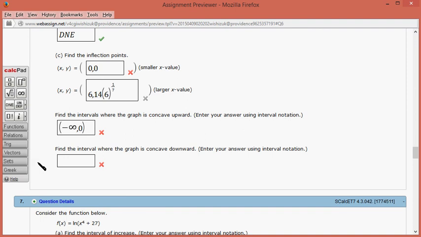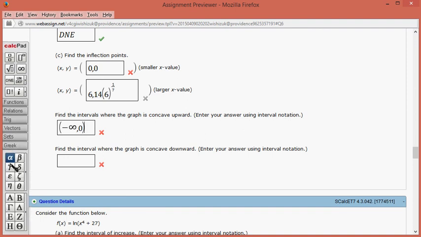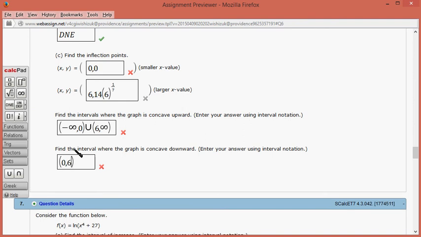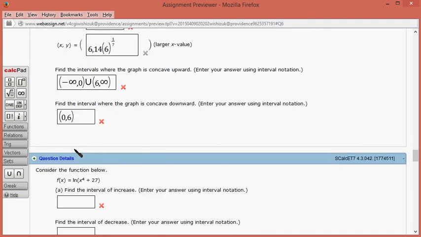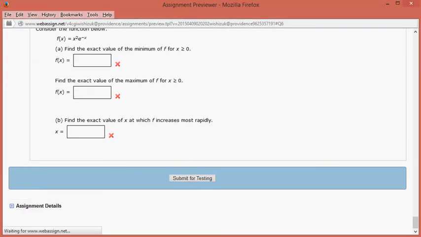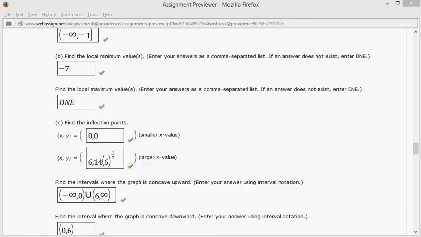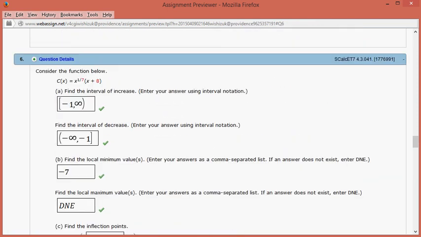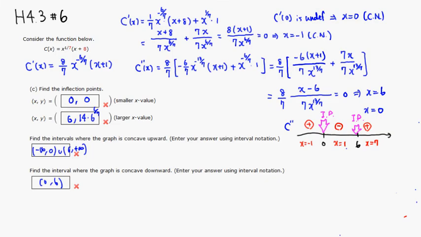And set union, 6 to infinity, and this is between 0 and 6. So let's check. Submit for testing. I came back and we got all of part C correct. That's it. I hope that this was clear.